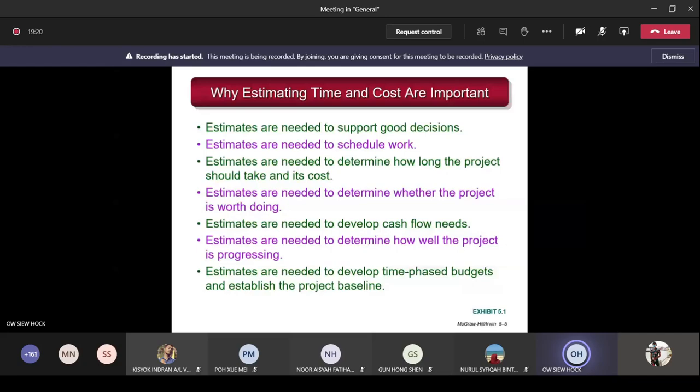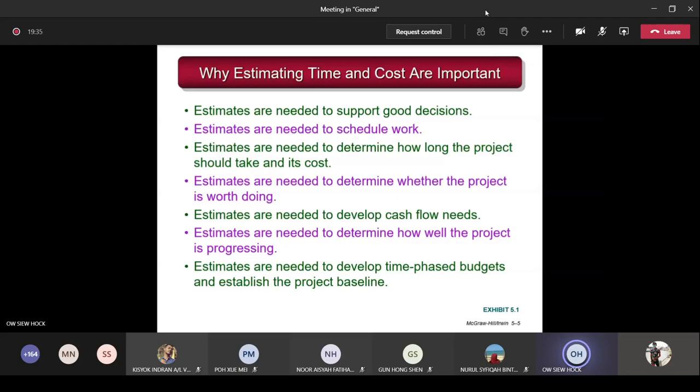So the estimate is important for you to decide whether you should take up the project or just abandon it. Estimates are also needed to develop cash flow needs. At certain points you need to use cash to buy certain things, so estimates tell you at this certain point you need the money in cash, and how much you need to use.